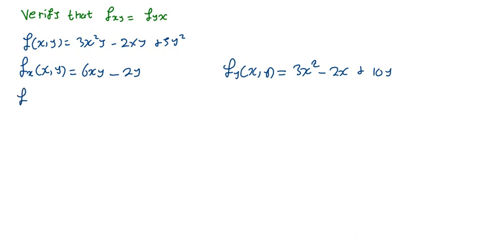So now I have to find my fxy of that function. So what is it going to be? We are differentiating this function now with respect to what? With respect to y. So what I get is simply 6x minus 2. I come to this one, fyx. How is it going to be? This is going to be 6x.